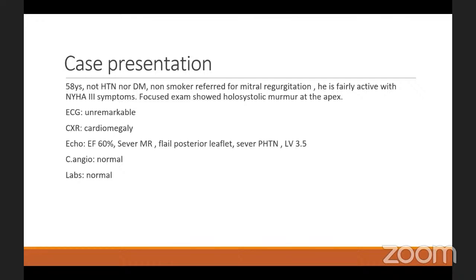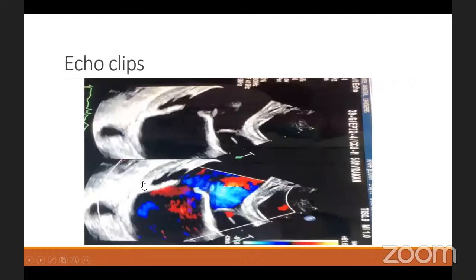So from this case presentation and from the previous lecture, we noted that this is a class 2A indication for mitral repair, because the patient has NYHA class 3 symptoms and he has a good ejection fraction. Okay, so this is the echo of our patient.